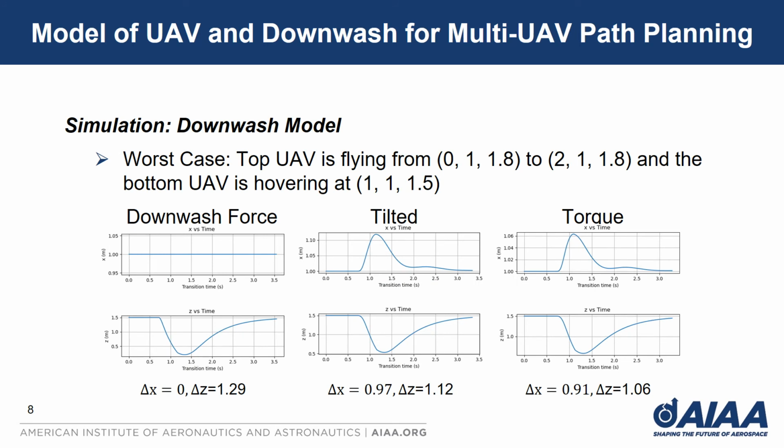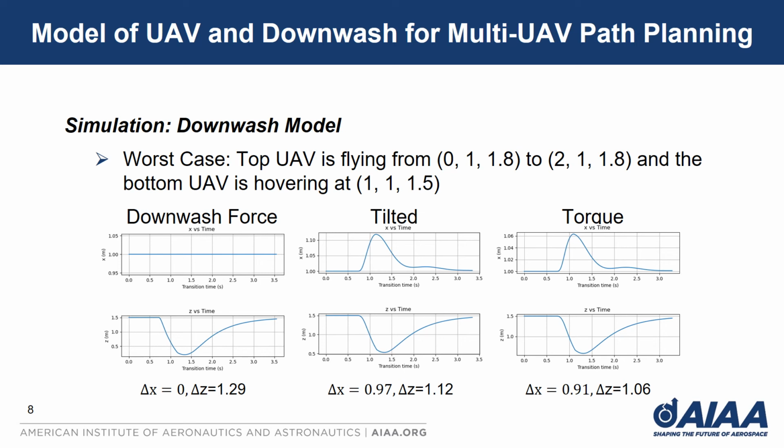We simulate the downwash model by considering the worst case, where one UAV is hovering and another UAV is flying past from right above it. This is the worst case because it can maximize the amount of time that the bottom UAV suffers from the downwash. And here we consider three cases. The first case only considers the vertical downwash force. The second case adds on the tilted downwash airflow. The third case further considers the downwash torque.